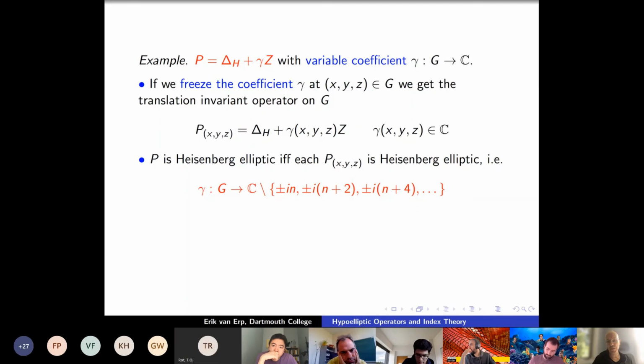And what you see here is that gamma now has some interesting topology, because if you take C, the complex plane, and you take out a whole bunch of points, this is no longer contractible. This is non-trivial homotopy. Now, of course, G is not interesting because G is contractible. But once you have manifolds, there can be interesting topology in the coefficient gamma because of these forbidden values. That will play a role tomorrow.